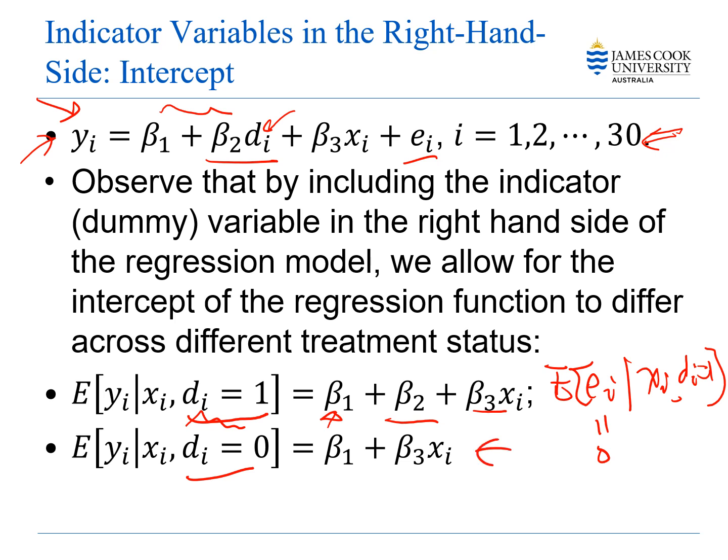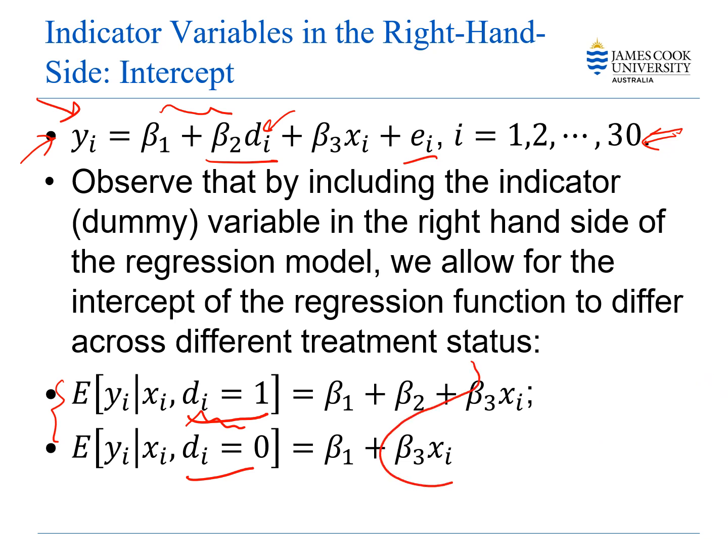Similarly for this. And now let's compare the difference. These terms are the same, but the intercepts differ by a term beta 2, which is the coefficient of the dummy variable Di. So I hope you see that by adding a dummy variable or indicator variable, we actually allow the intercept to be different across these 2 groups.